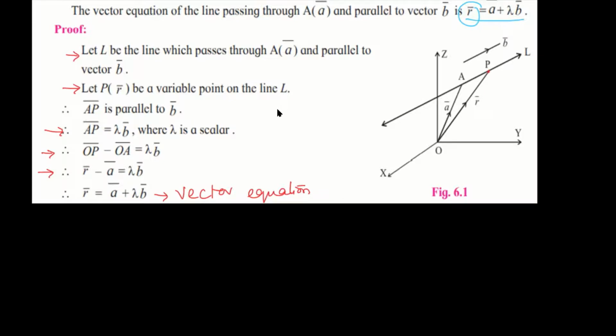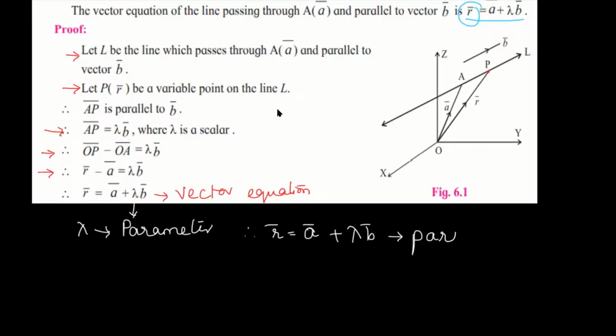Remember this because it is very important for you to understand this. Now, in this vector equation, we have lambda, which is known as a parameter. So lambda is the parameter, and therefore the equation is also known as the parametric form of the vector equation. Therefore r bar is equal to a plus lambda b is also known as the parametric form of the vector equation. Why? Because we are using lambda as a parameter.